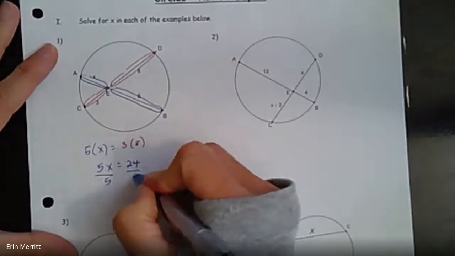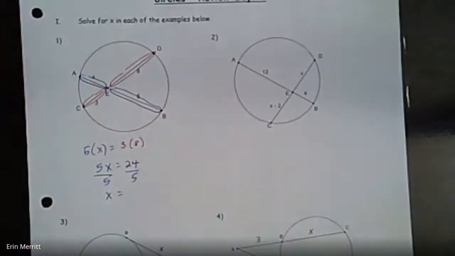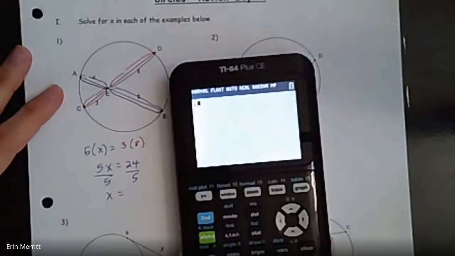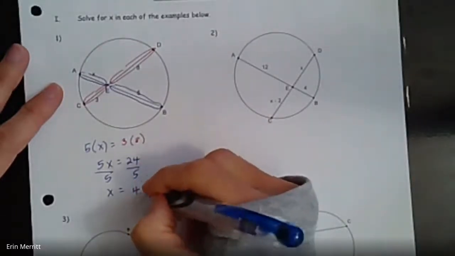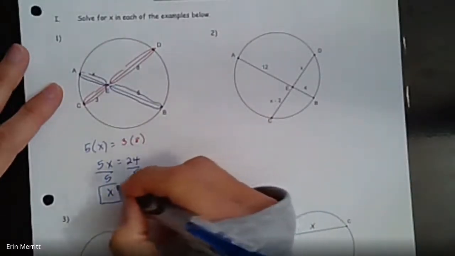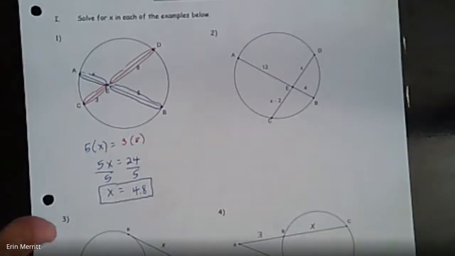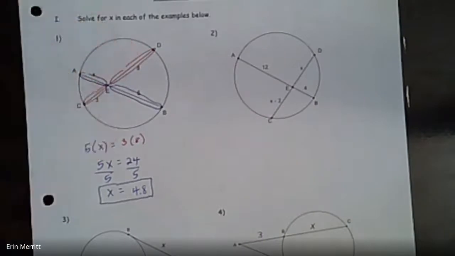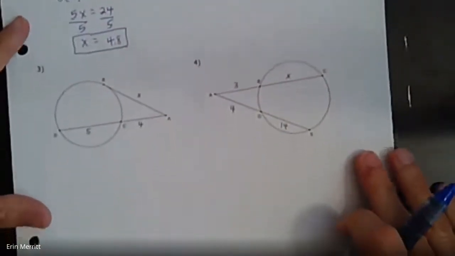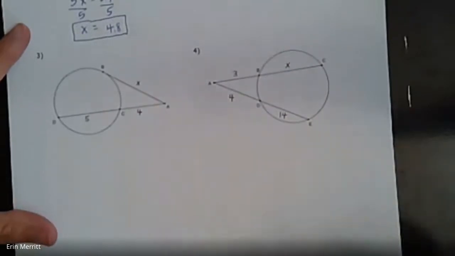When you divide by 5, this one you might need your calculator for. Your phone calculator will do just fine. Otherwise, grab whatever calculator you have available, and then that comes out to be 4.8. Is it okay to get decimals? Yes, of course it is. You shouldn't be getting negatives, but decimals are perfectly fine. So that's the first rule, is that the product of the parts are equal. The next examples here will show you what the next rules look like.